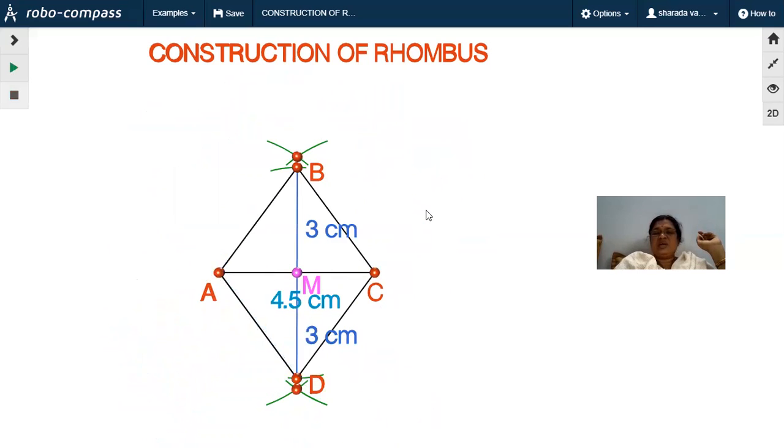When you add these 2, this is 3 and this is 3, so the total length of the diagonal will be 6 centimeters. This diagonal length is 6 centimeters and this diagonal length is 4.5 centimeters. So we have constructed the required rhombus. This is the last construction.